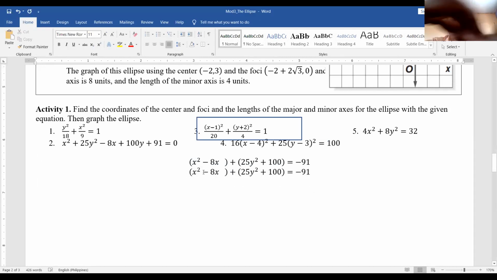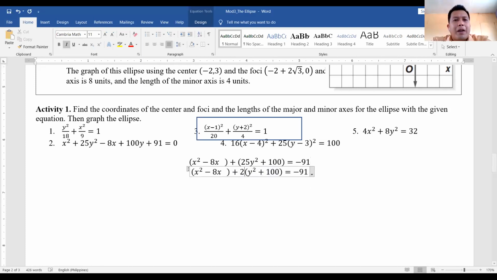So from this example, we have to factor out 25. Upon factoring 25, 100 will become 4. So 25 y squared divided by 25 is y squared, and 100 divided by 25 is 4. About here, we need not do so because it already has the coefficient of 1 for the quadratic term. Get it? Now, let's proceed with completing the square.